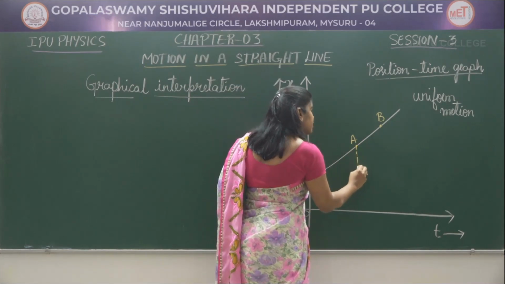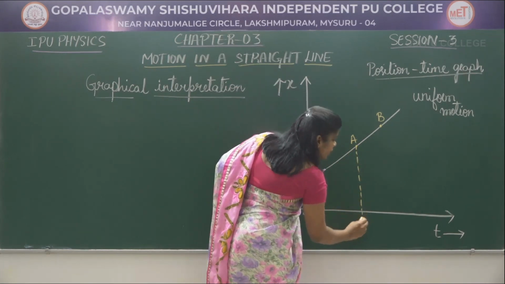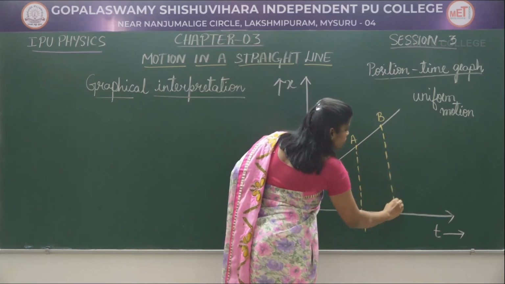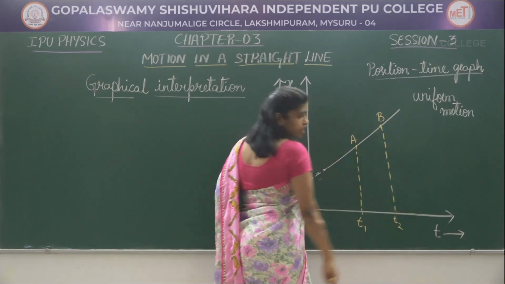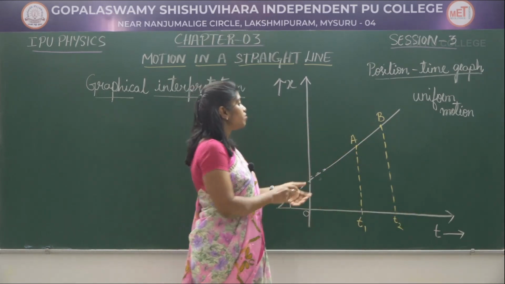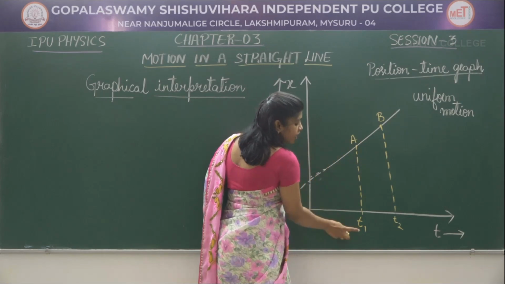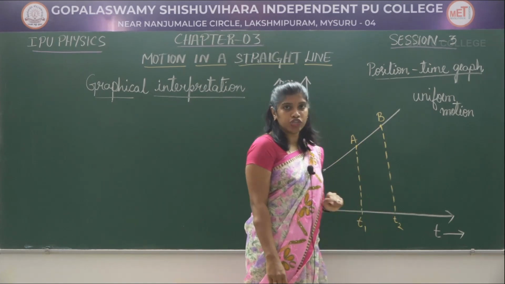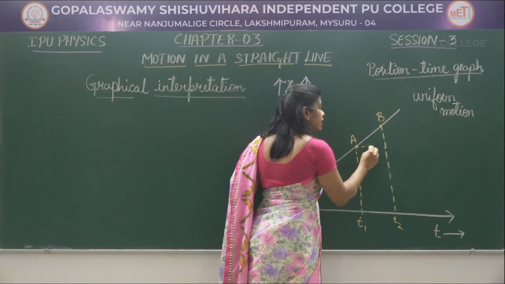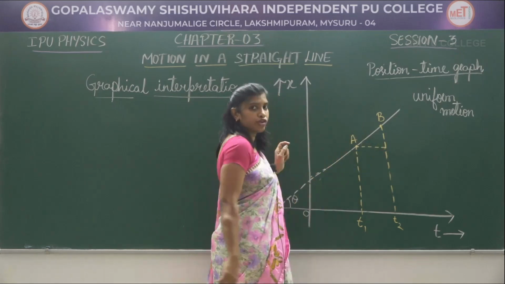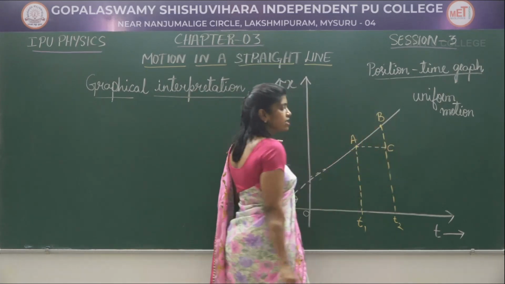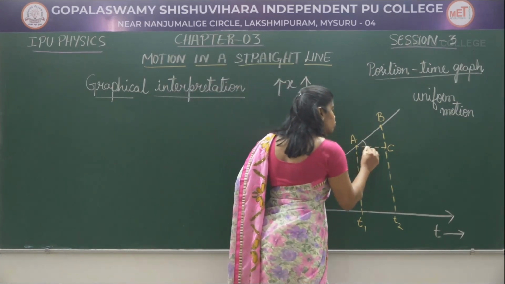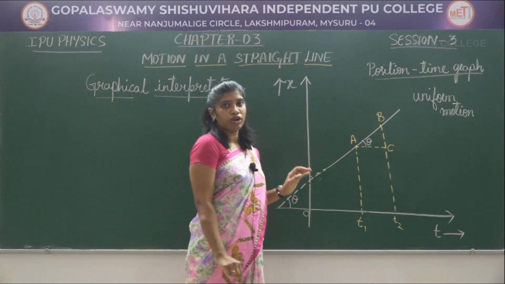So, A corresponds to time T1 and B corresponds to time T2. So, the body is at position A when the time is T1 and it is at position B at time T2. I am going to join these points. I will draw a perpendicular here and name this as C. So, if this angle is theta, this angle also becomes theta because they are corresponding angles.